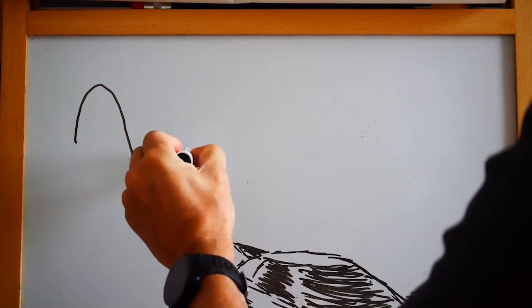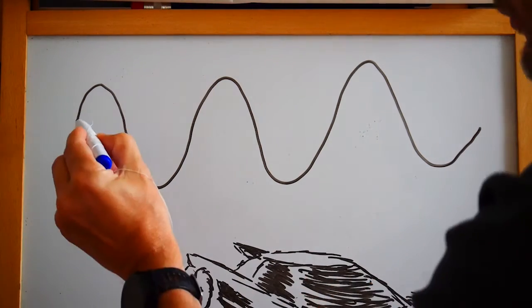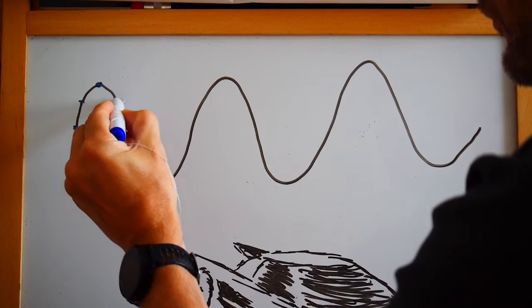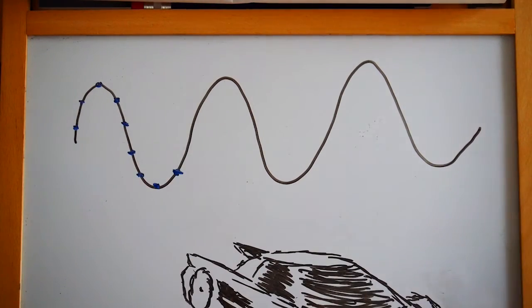Here's a sine wave that we would like to sample. Ideally, we would take lots of samples for each complete cycle of the waveform. In that case, the blue dots would give a faithful reproduction of the original signal.